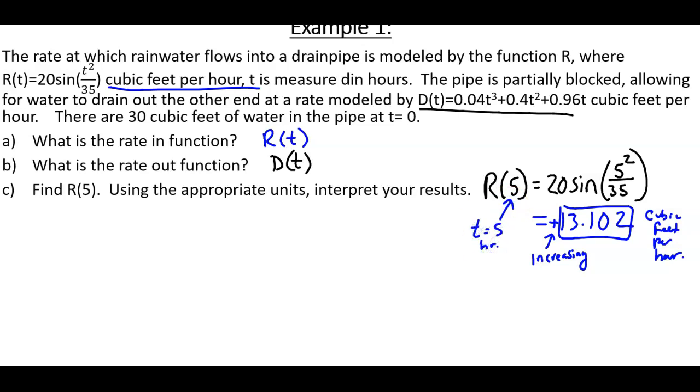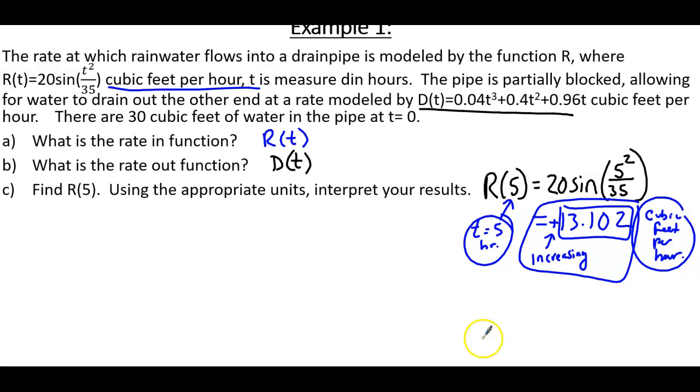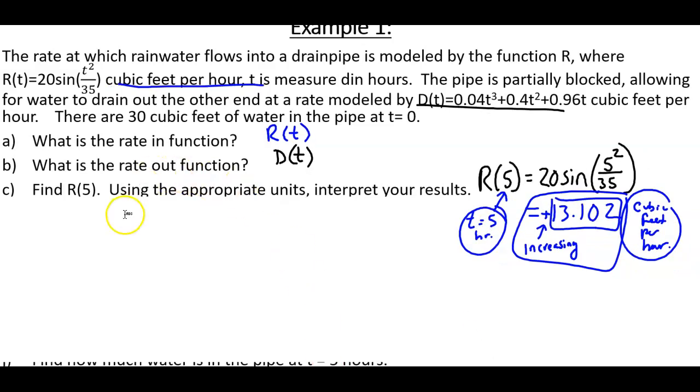So my interpretation, as I've told you guys in the past, has to have three things. It has to have the units of your input, the units of your output, and then the context. And so here's the proper interpretation of that result. We would say that at, let me use black, I don't like this green color here. Will it let me change my color?